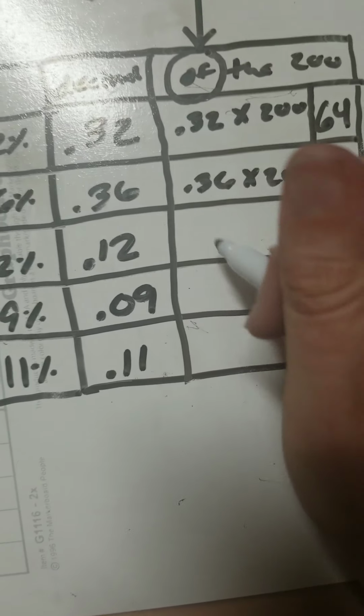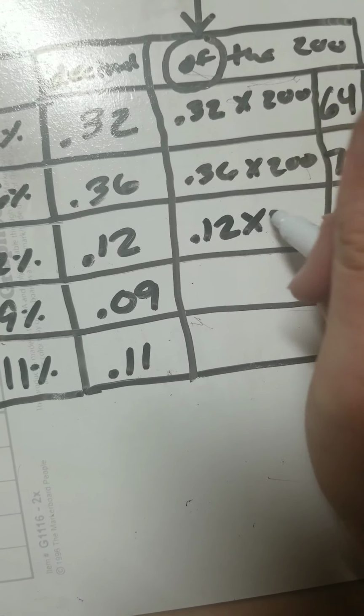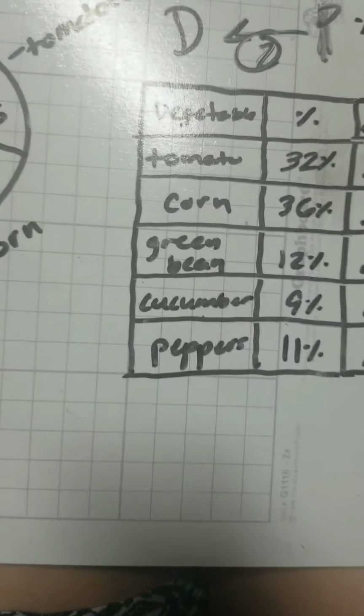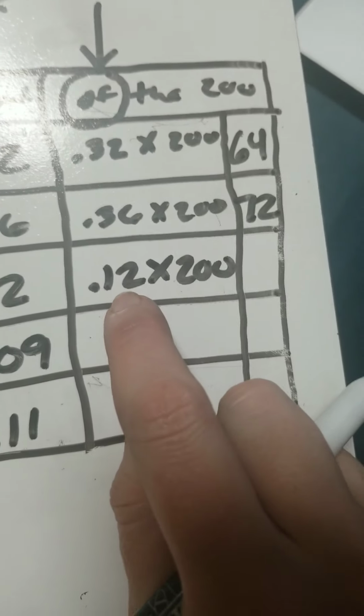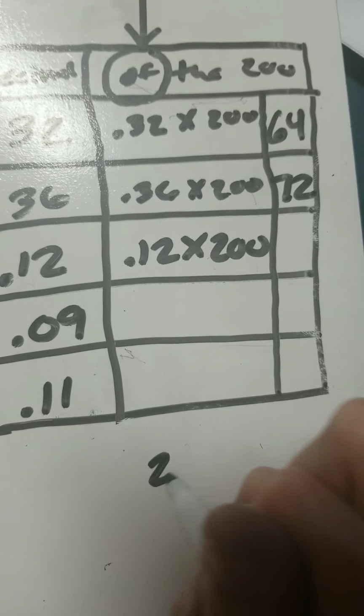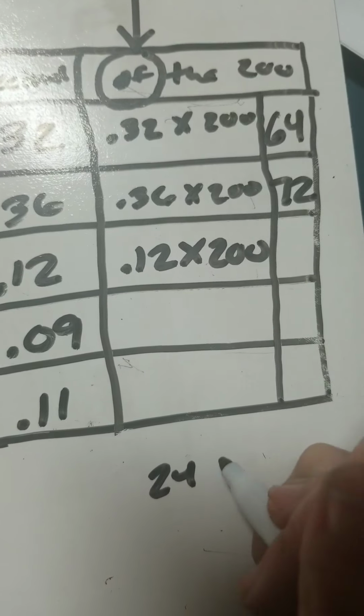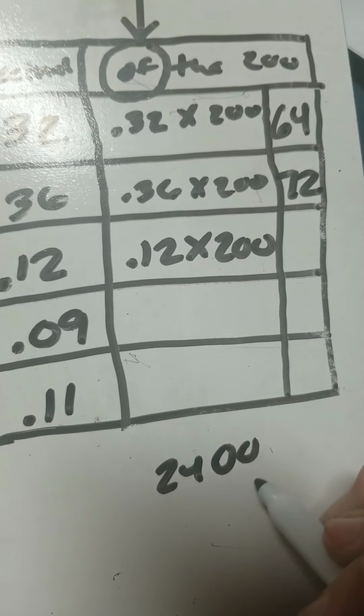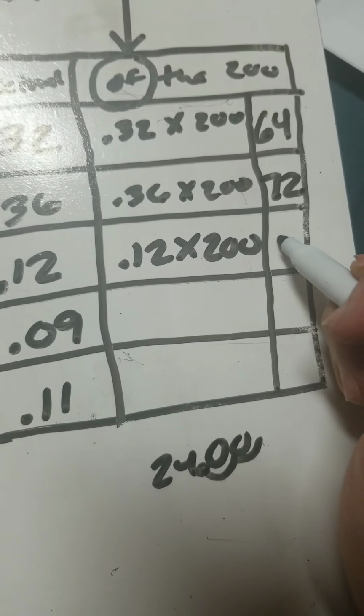And I'm going to do the same thing for 12. So 0.12 times 200. Now, here's a little trick. 12 times 2 is 24. Then I can put those 2 zeros onto the end, and then I need 2 decimal places, so 1, 2. So that's 24.